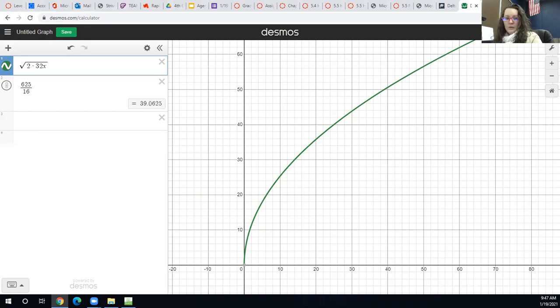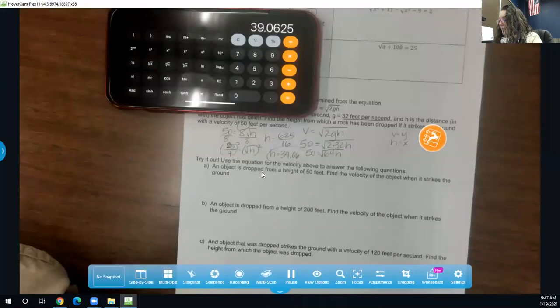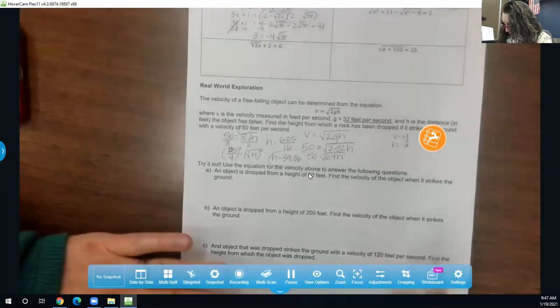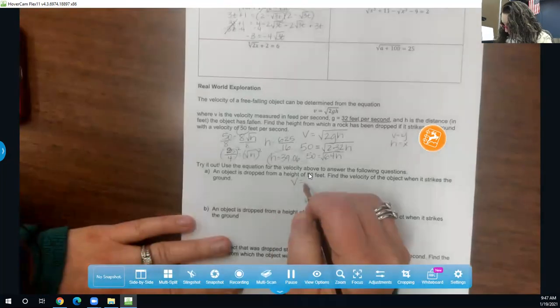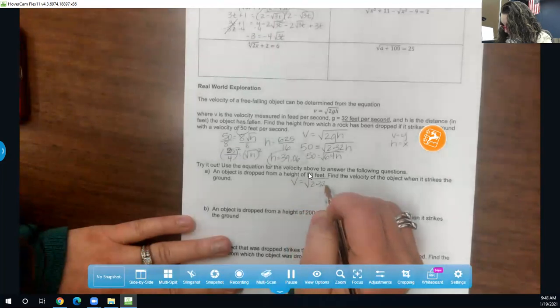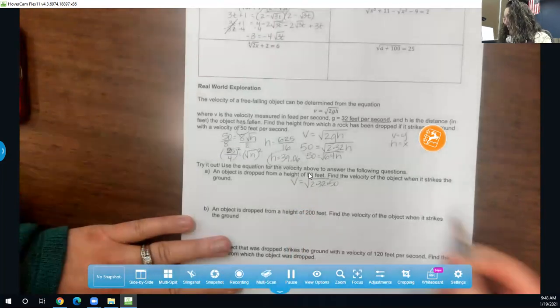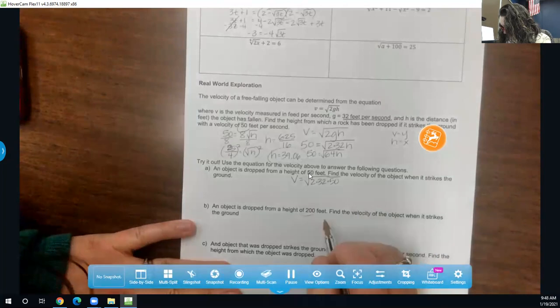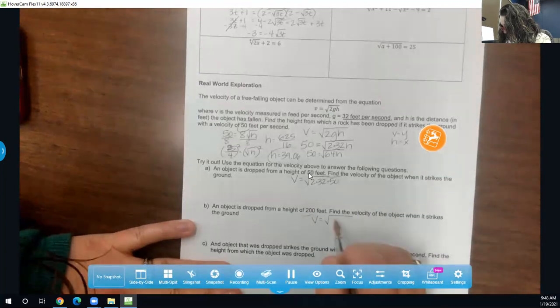Okay, so go back and do the next 3. An object is dropped from a height of 50 feet. So in this case, you're just plugging in that 50 into the h. So it's going to look like this. Velocity equals the square root of 2 times 32 times 50. So you're just evaluating that. An object is dropped from a height of 200 feet. So same thing, you're finding the velocity. 2 times 32 times 200.